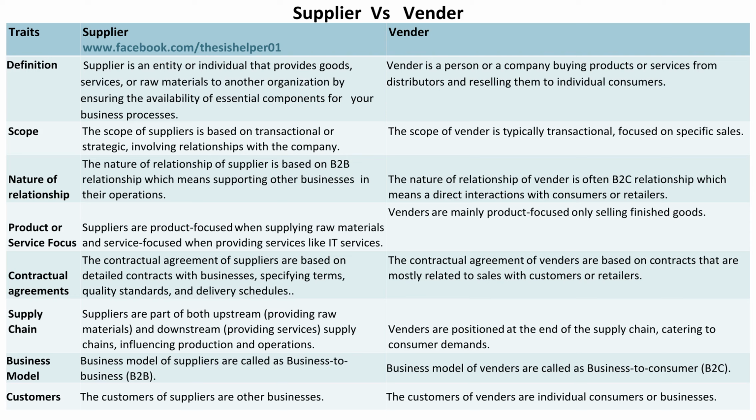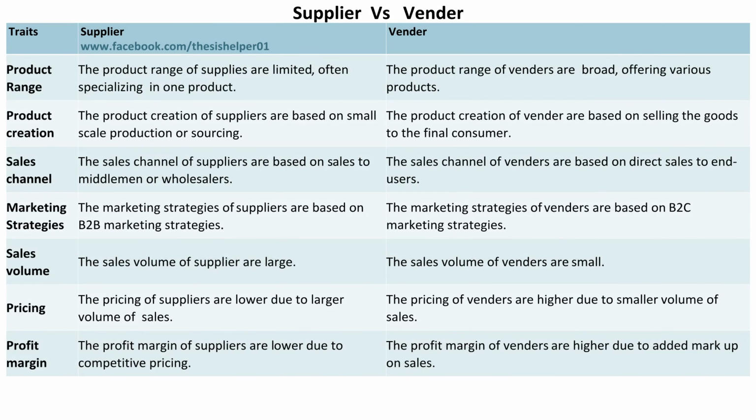The business model of suppliers is called business to business, B2B, whereas, the business model of vendors is called business to consumer, B2C. The customers of suppliers are other businesses. Whereas, the customers of vendors are individual consumers or businesses. The product range of suppliers is limited, often specializing in one product. Whereas, the product range of vendors is broad, offering various products.